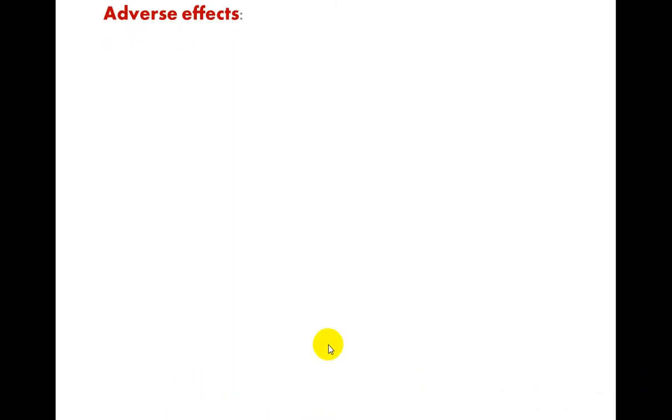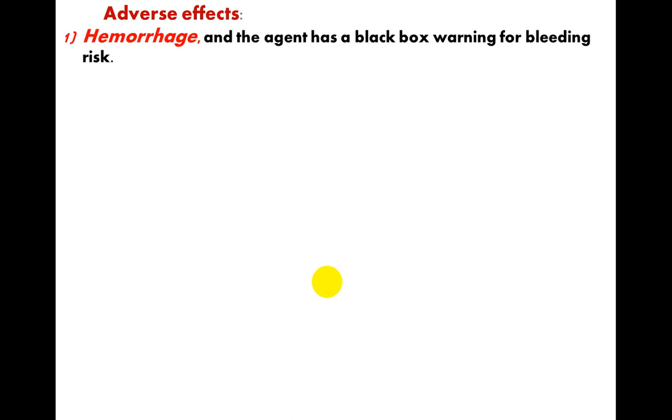Side effects. A very important thing in this lecture is the side effects. If you are a resident or a doctor in the casualty and you receive a patient with a bleeding tendency, the most important thing in the history is to inquire about any drug ingestion. The most important drugs are the anticoagulants, and the most important of these is warfarin, the oral anticoagulant. So you have to know how to manage the side effects of warfarin. The first important side effect is hemorrhage or bleeding, and the agent has a black box warning for bleeding risk.